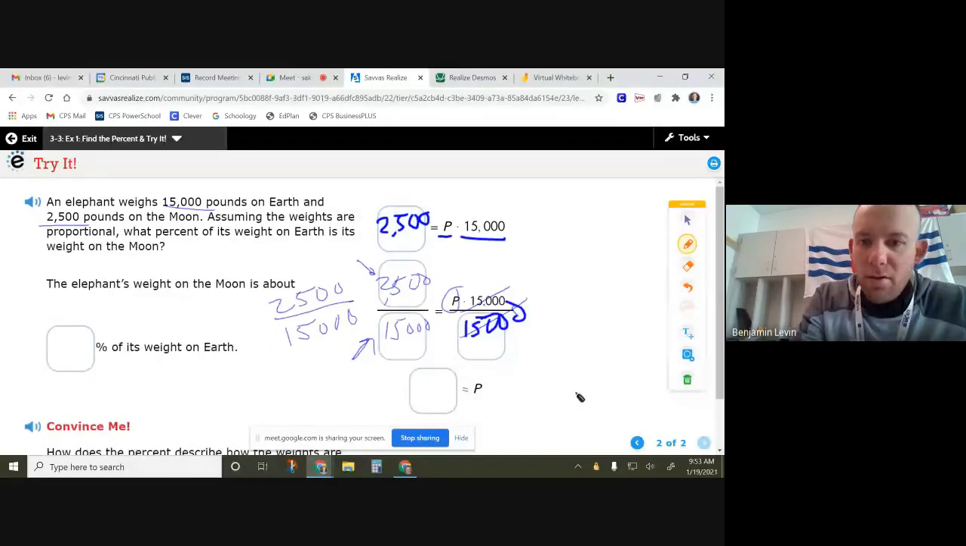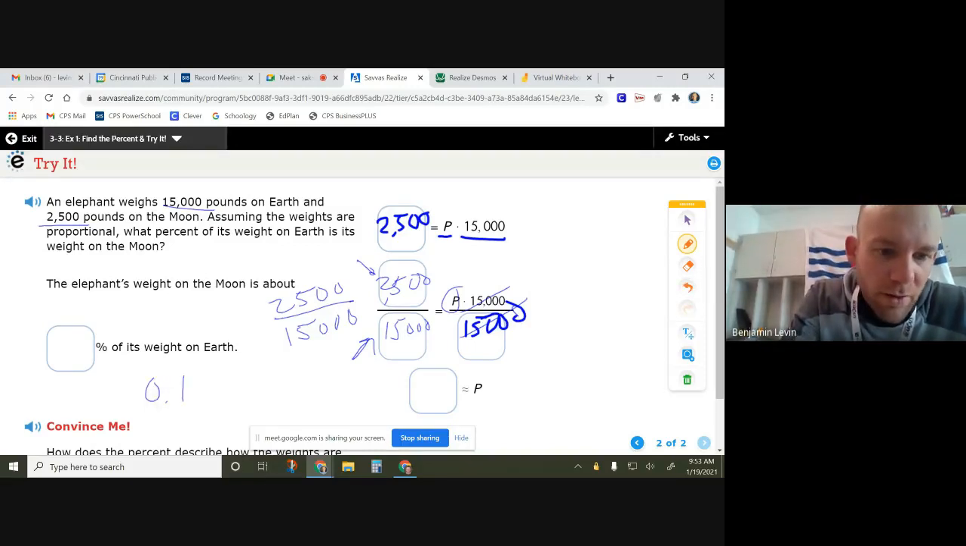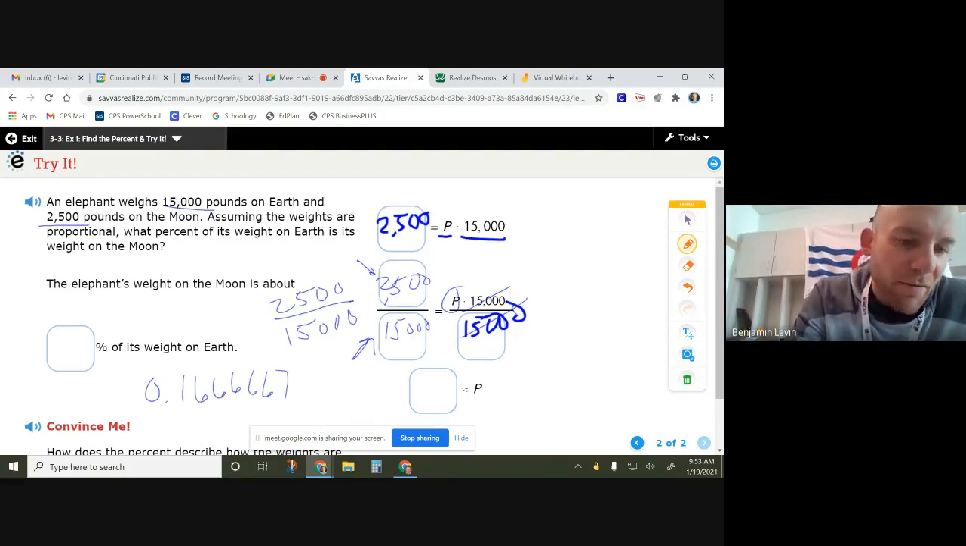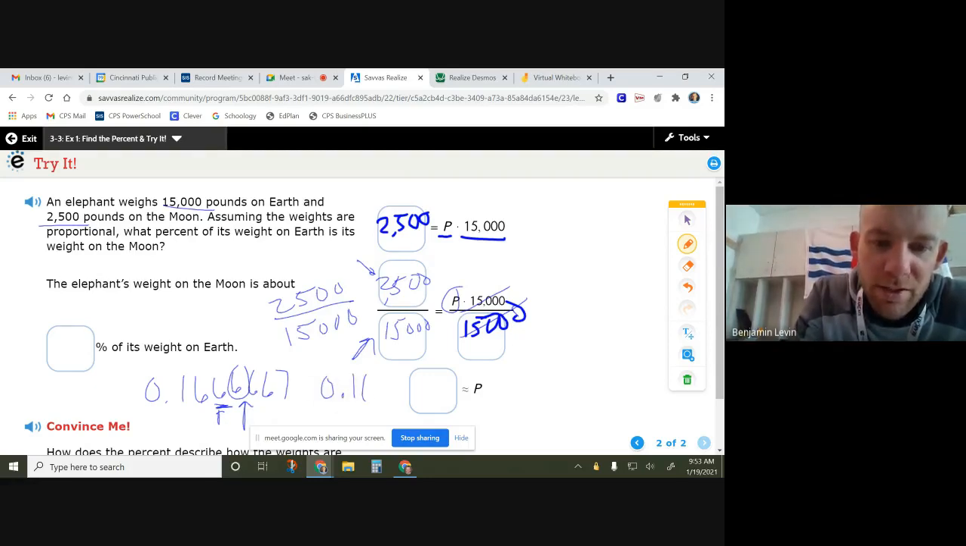So this was 0.1666667, right? We want to round it off. Let's round it off to the third number. So I'm going to look at the fourth number. 6 is 5 or more, so that means raise the score of this number. Let's say 0.167.